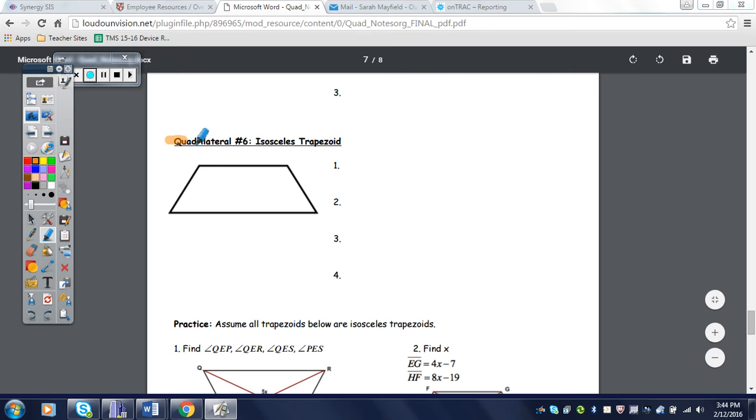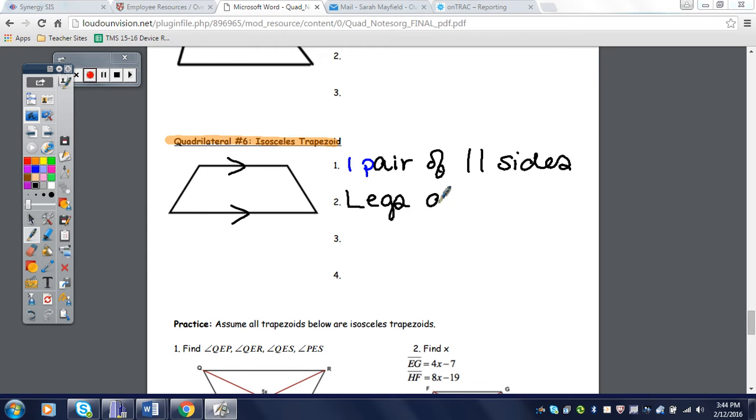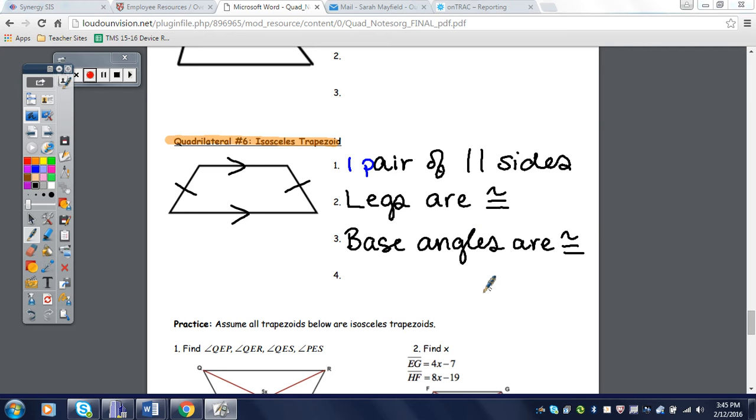Okay? Last one, isosceles trapezoid. First piece, one pair, right in black here, one pair of parallel sides. Okay, so same as before. Second thing, my legs are congruent. So now that it's an isosceles trapezoid, that means my legs are going to be congruent. Okay? So now that my legs are congruent, I can say my base angles are also congruent. So that means this one and this one and this one and this one.